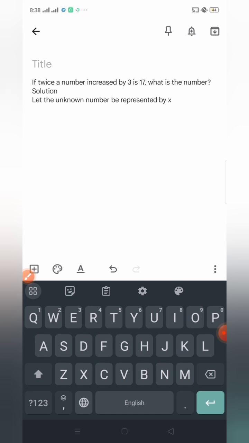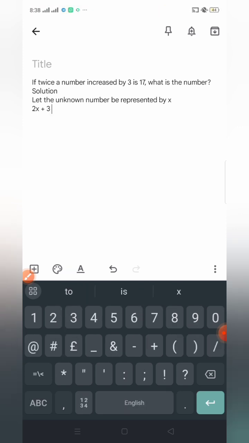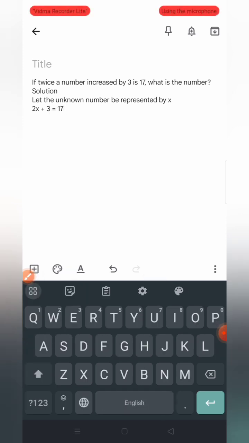Now, we're representing the unknown by x. It said twice a number, so let the number be x. Twice the number will be 2x. 2x increased by 3 means an addition of 3, equals 17. And here we have been able to interpret the question correctly.